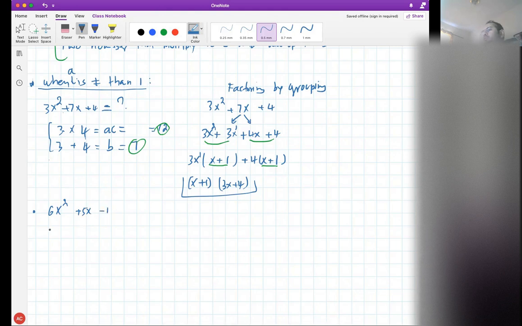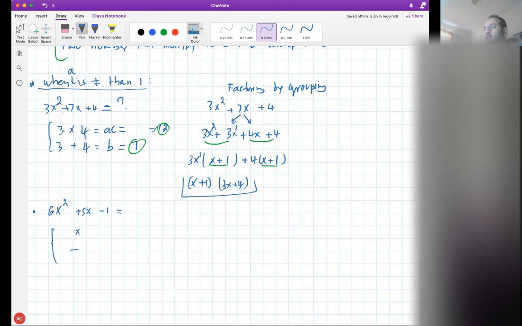All right, so there's another example. You want to find two numbers. We're going to find two numbers here that multiply to what? Everybody? So we want to find two numbers that multiply to what?